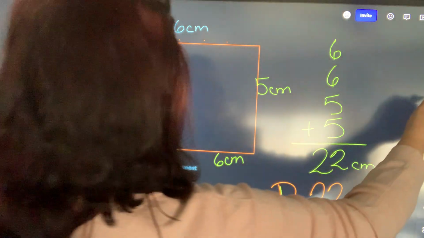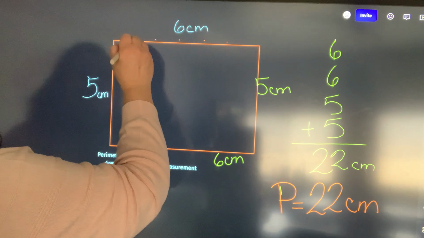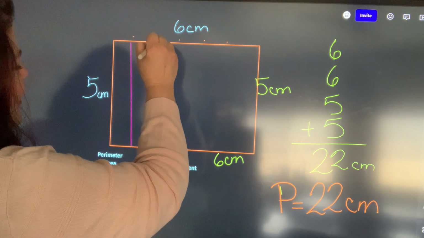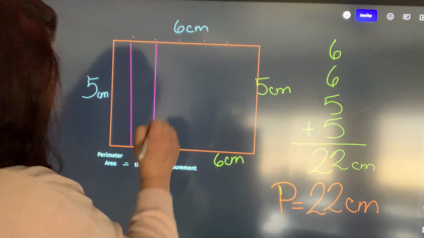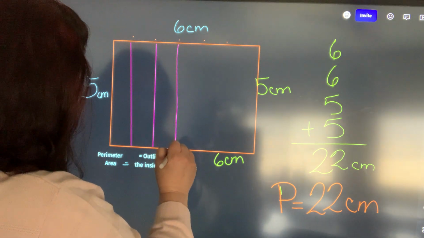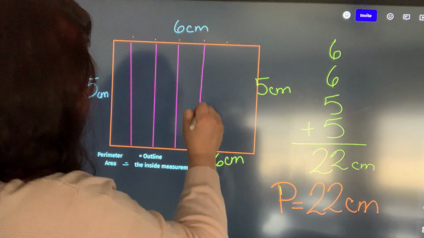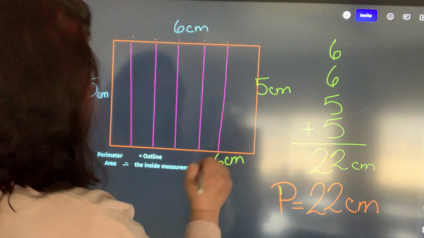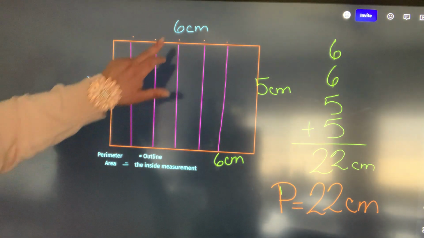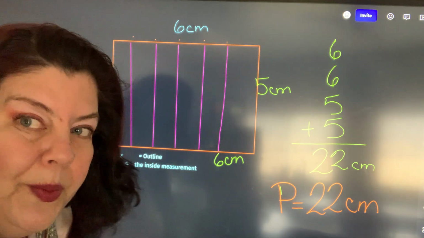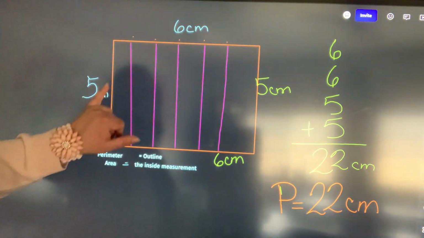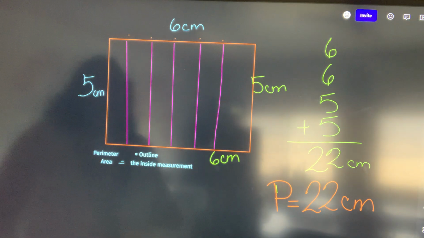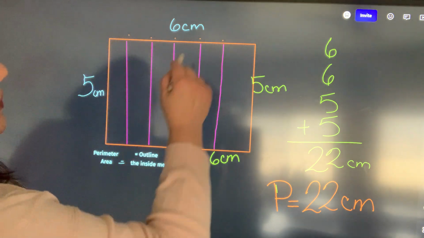We'll use imagination. All right, so this line here, I'm just gonna go for it. 1, 2, 3, 4, 5, and 6. Okay, so each one of them represents, and of course, we're using imagination, 1 centimeter. 1, 2, 3, 4, 5, 6. That is the measurement going down.